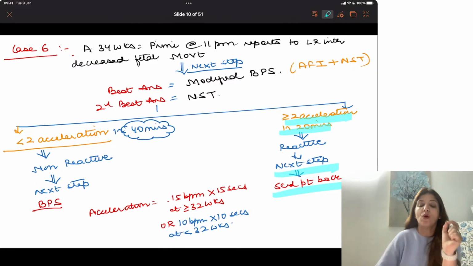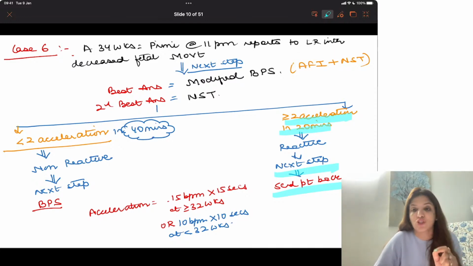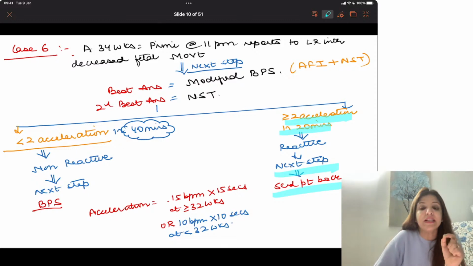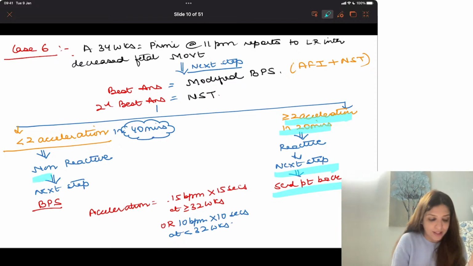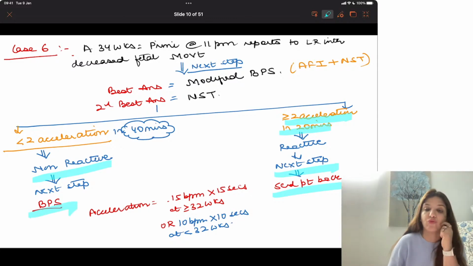So in NST, if you are getting 2 or more than 2 accelerations in 20 minutes, that means it's a reactive NST. And in a case of reactive NST, the next step is send the patient back home. Now, if you are getting less than 2 accelerations, you all know that you have to repeat NST for 20 more minutes. That means if you are getting less than 2 accelerations in 40 minutes, then that is a non-reactive NST. And whenever there is a non-reactive NST, what is the next step? Next step is biophysical score.